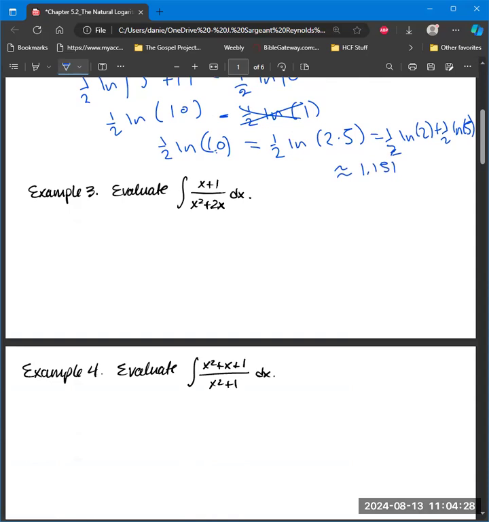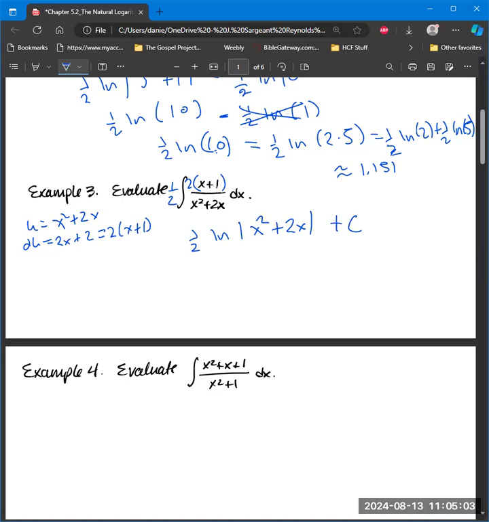Now, in example 3 here, if we let u be equal to x squared plus 2x, our du is going to be 2x plus 2. And we're going to want to multiply here. This is 2 times x plus 1, so we want to multiply by 2. And we have a 1/2 on the outside then. So this is going to be 1/2 ln of the absolute value of x squared plus 2x, like that, plus c, since this was an indefinite integral.